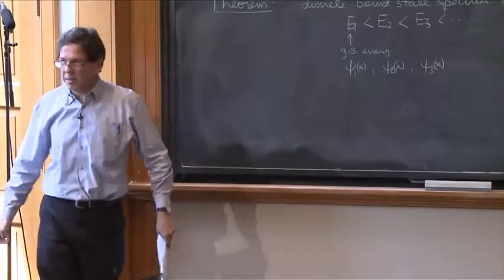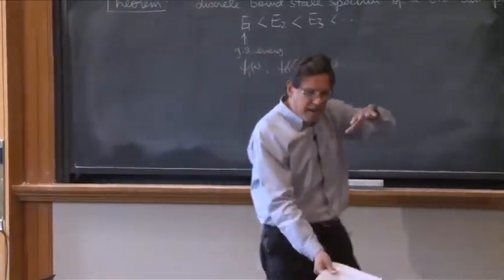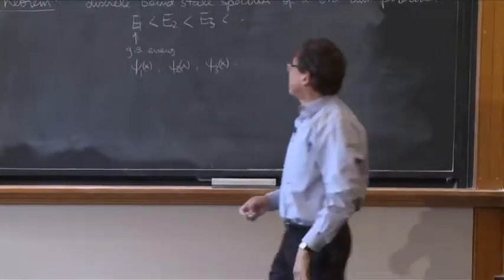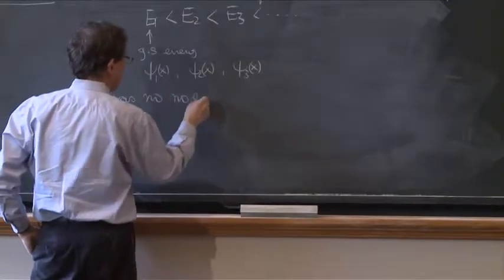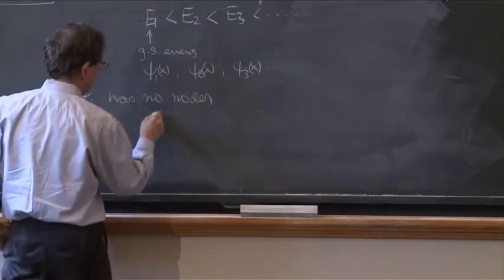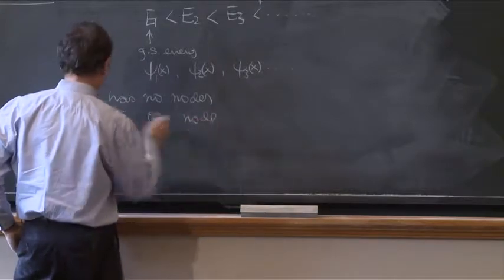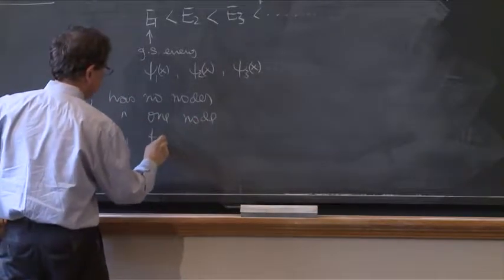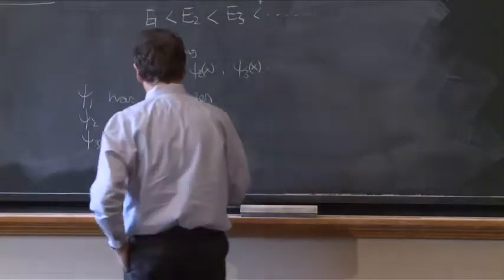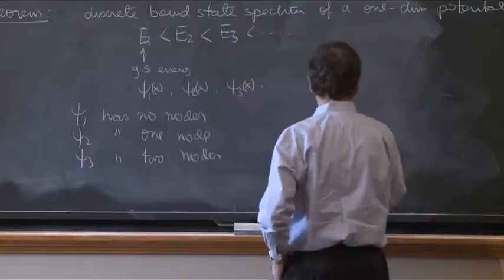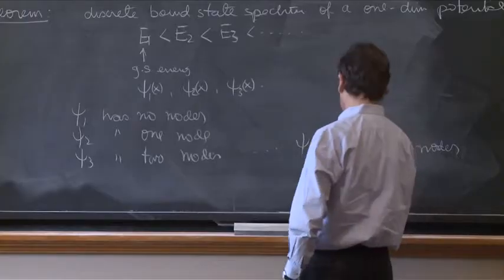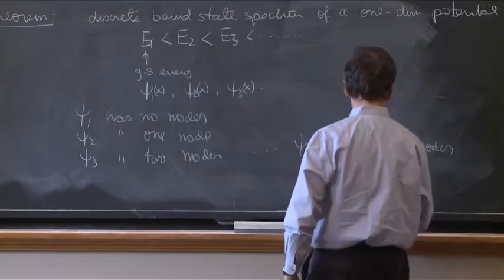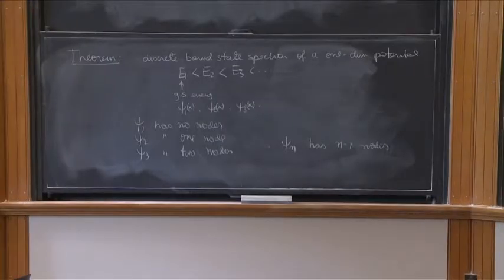Here is the theorem. The theorem tells you something about the vanishing of the wave function. It says that psi1 has no nodes, psi2 has one node, psi3 has two nodes, and so it goes so that psi n has n minus 1 nodes. For any n greater or equal to 1, psi n has n minus 1 nodes.